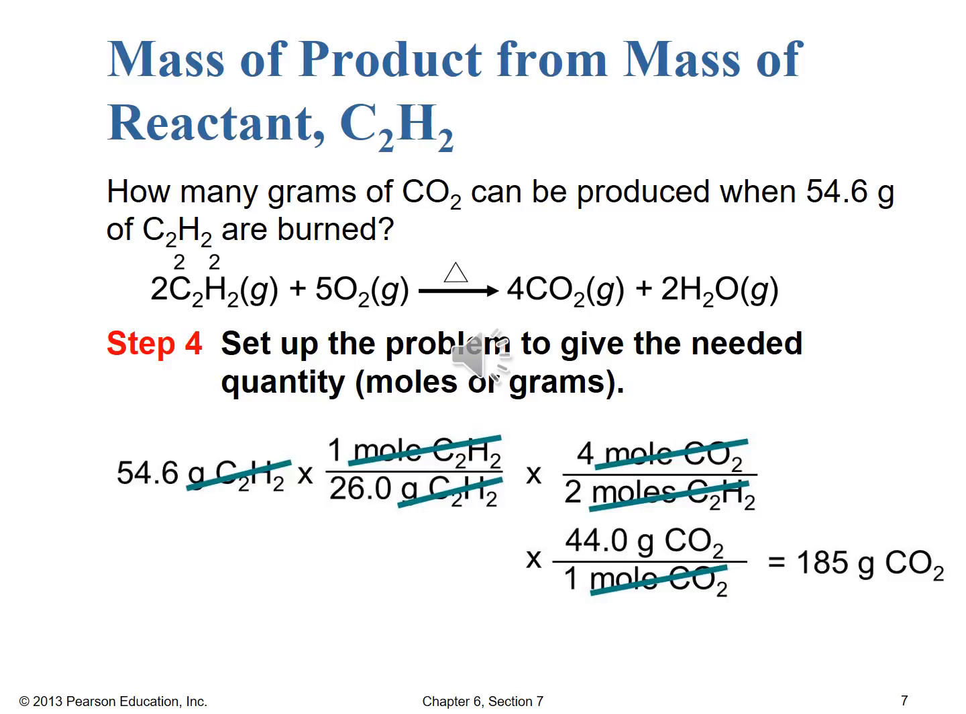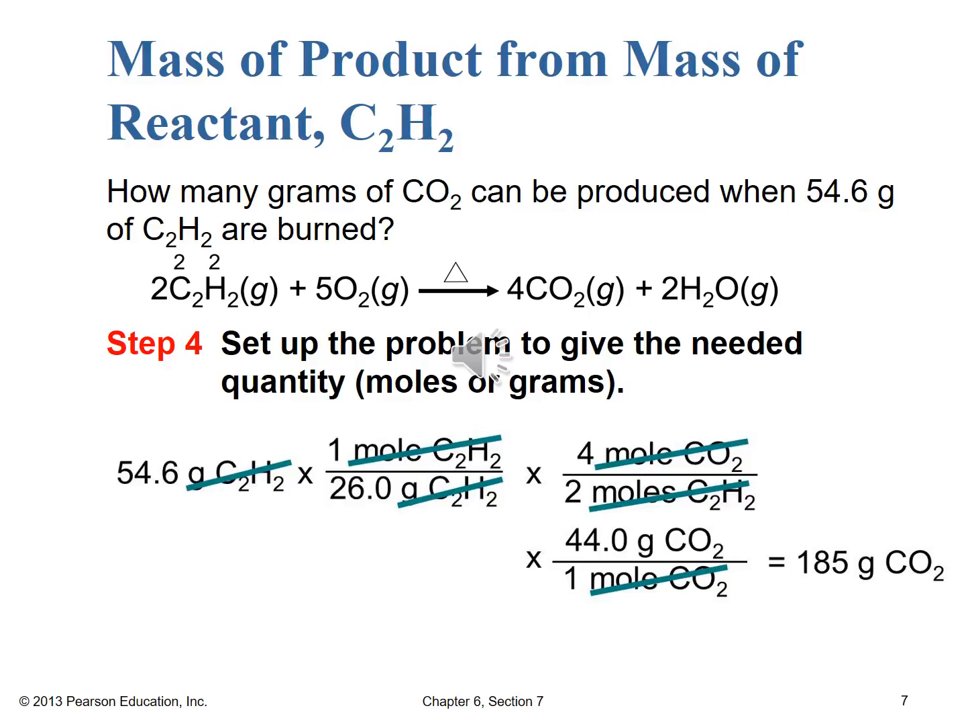We start with the 54.6 grams of acetylene. In order to convert into moles of acetylene, we need the form of that conversion factor where we have 1 mole of acetylene in the numerator and 26.0 grams of acetylene in the denominator. Now we've converted into moles of acetylene, and ultimately we need grams of CO2, but first we need to go through the mole-mole factor: 4 moles of CO2 over 2 moles of acetylene. The moles of acetylene now cancel. We're in moles of CO2.